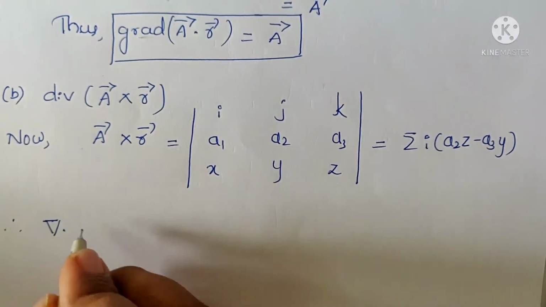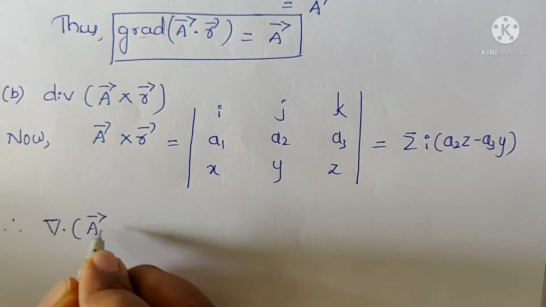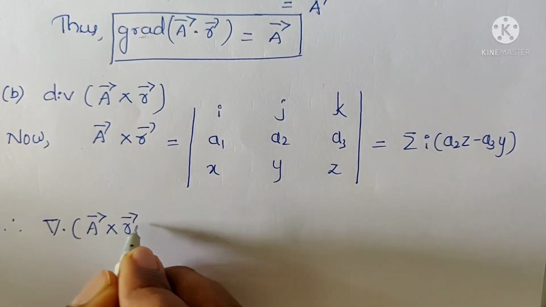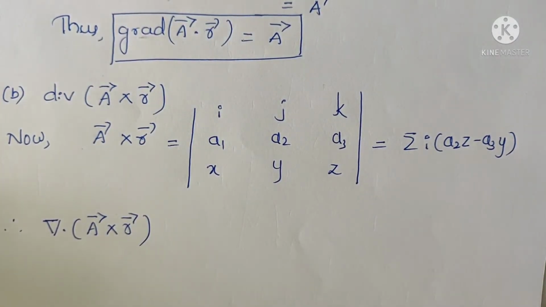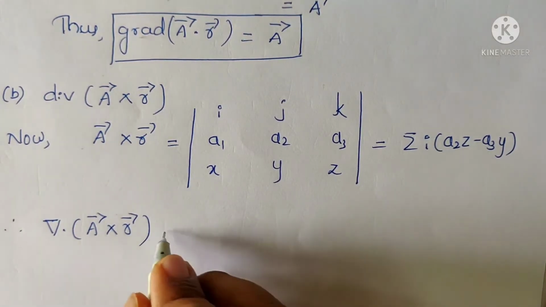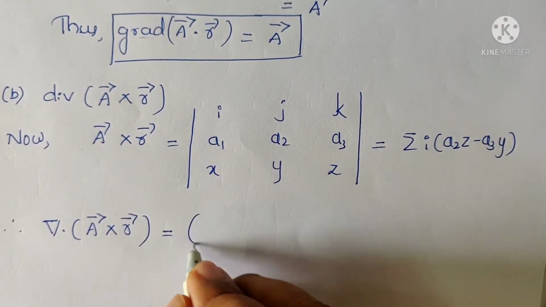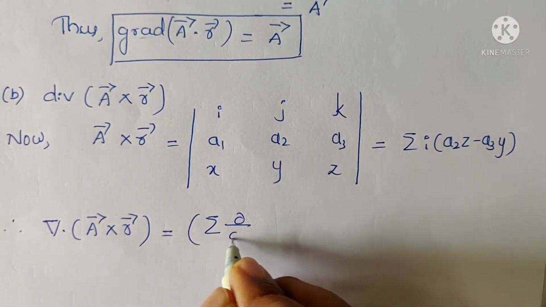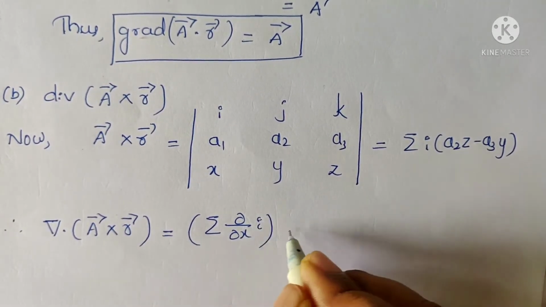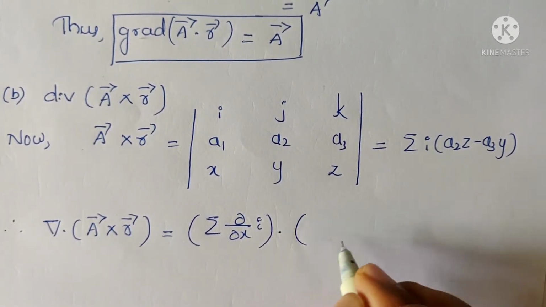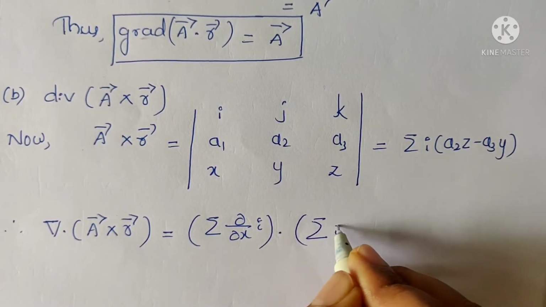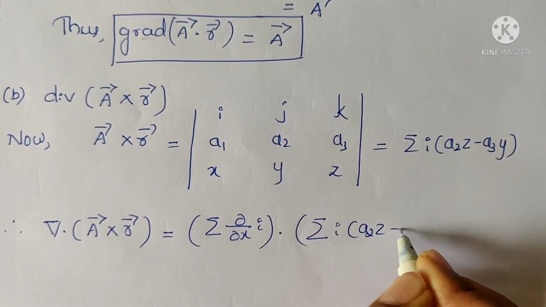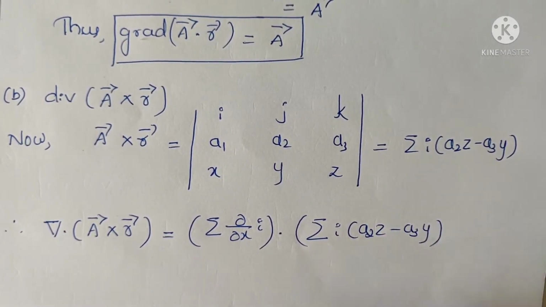So therefore divergence of a cross r, that is, divergence is what? Dot product of del and the vector. So del dot vector a cross vector r. So it is equal to, what is del? Del is summation of dou by dou x into i. What is a cross r? This is dot product. So it is summation of i into a2z minus a3y.